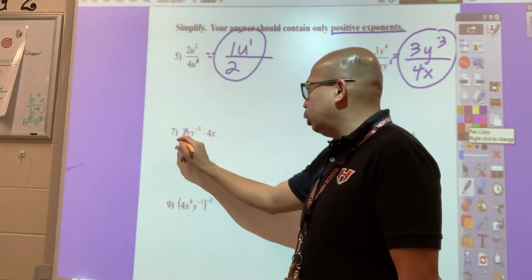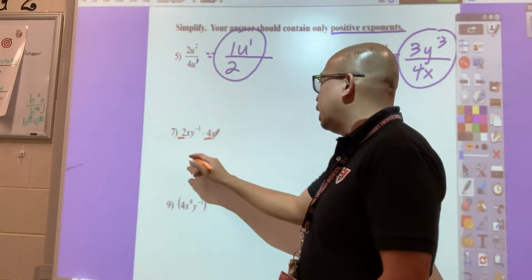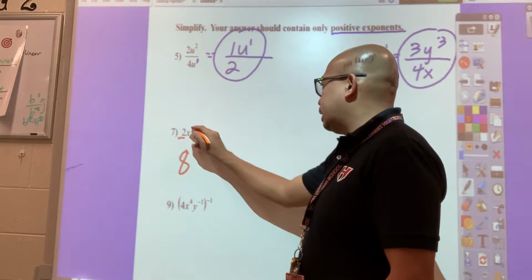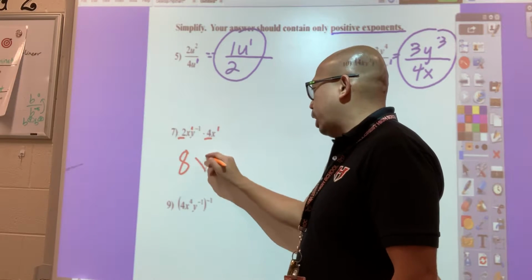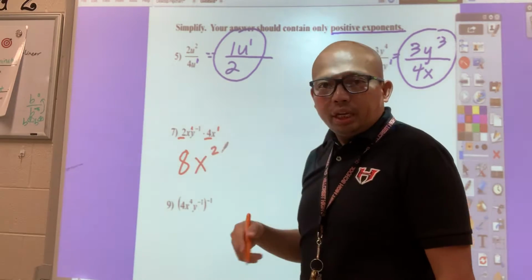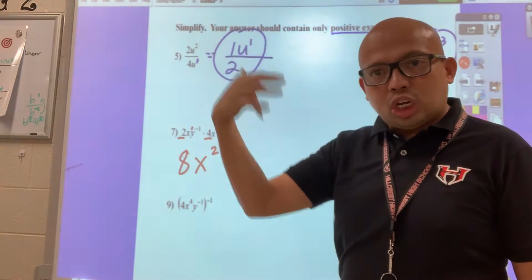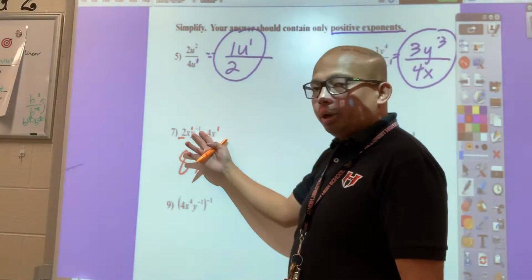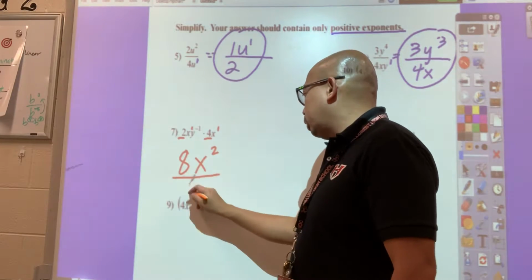Here you multiply 2 times 4 because they're coefficients, that gives you 8. x, there's an invisible 1 there, so that gives you x squared. But what's left there is y to the negative 1. And every time you have a negative exponent, you change the position. Since it is in the numerator, it goes down. So y to the positive 1 now.